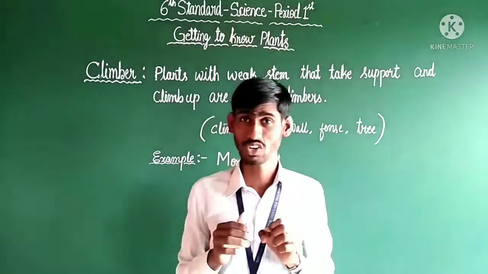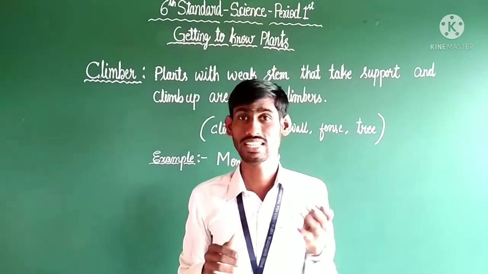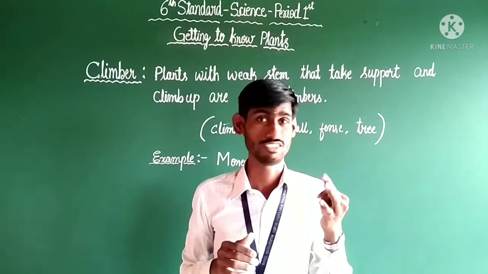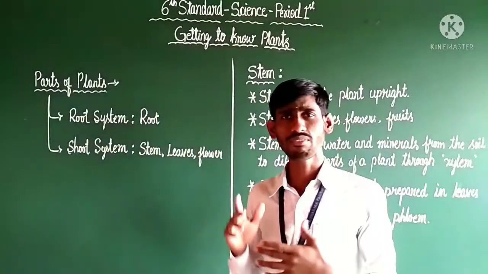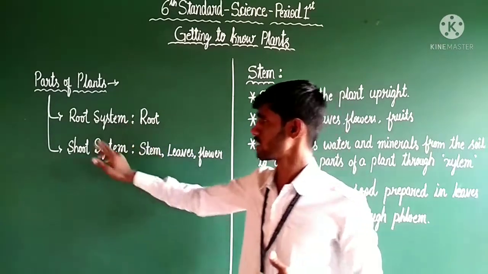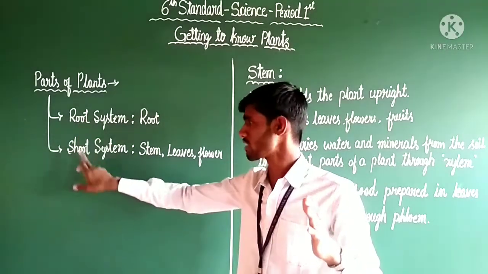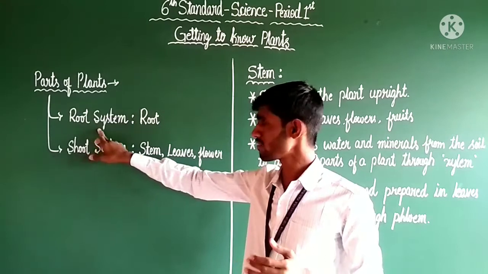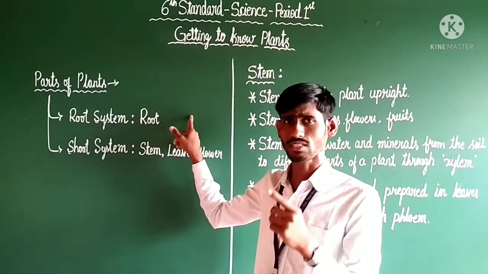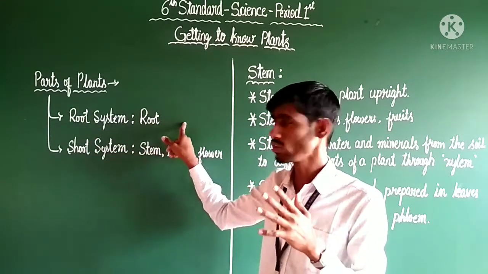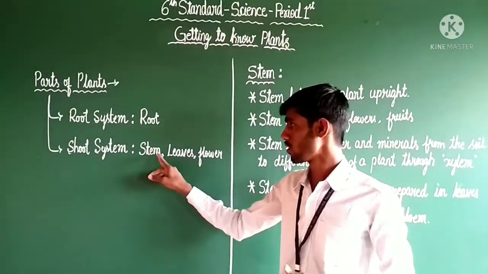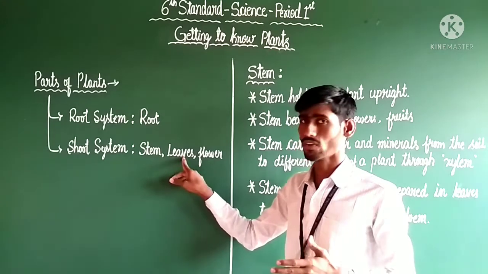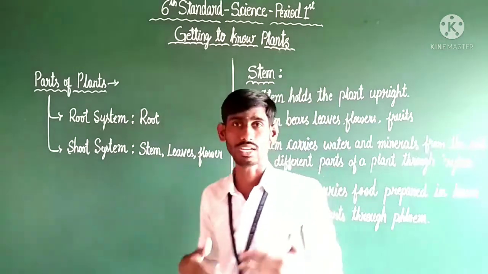Specific parts. Which are those? See, stem, root, flower. There are many. Let us know. Parts of plants can be divided into two systems, that is the root system and the shoot system. Root system, we are going to discuss only roots. In the shoot system, we are going to discuss stem, leaves, flowers, fruits, etc.